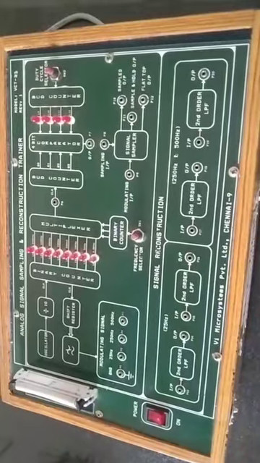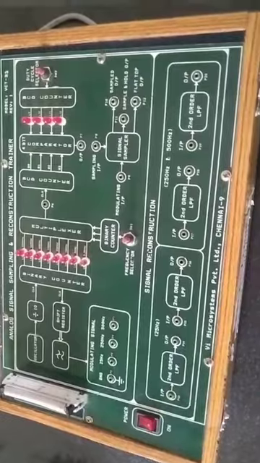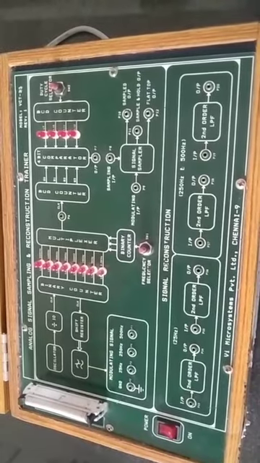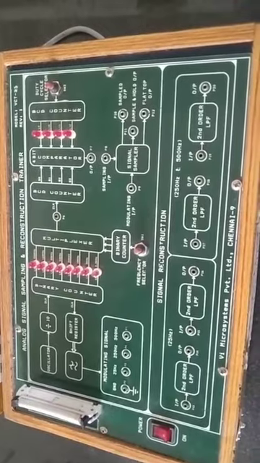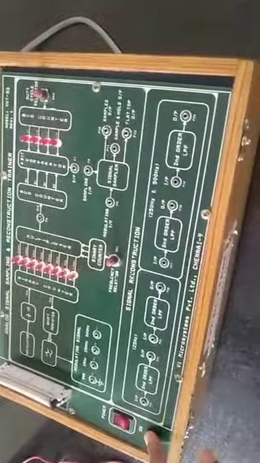Hello everyone, today we are going to see the digital communication laboratory experiment. Our subject code is 20AC501, Digital Communication. Today we are going to see the sampling and reconstruction experiment. This is our sampling and reconstruction trainer kit.